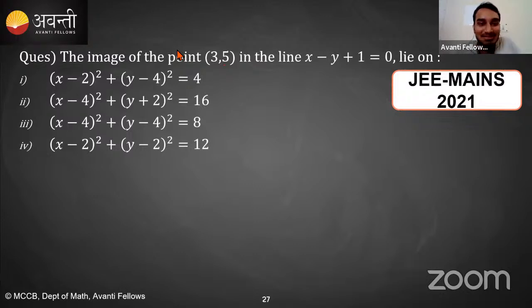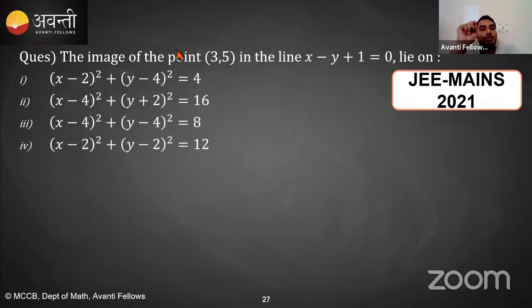Okay, then let me tell you the answer. Everybody knows, right? Let me do it on a fresh page. This is the line L: x minus y plus 1 is equal to 0. And the point is 3 comma 5; let's say this point is P. We just need to find the image. The image will be on the perpendicular on the opposite side at the same distance.